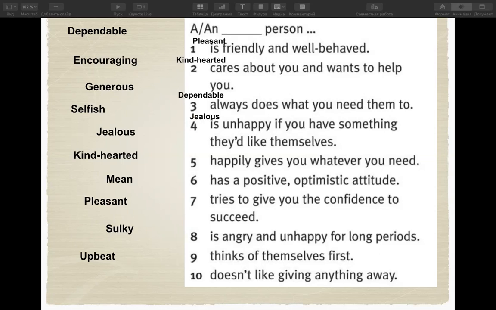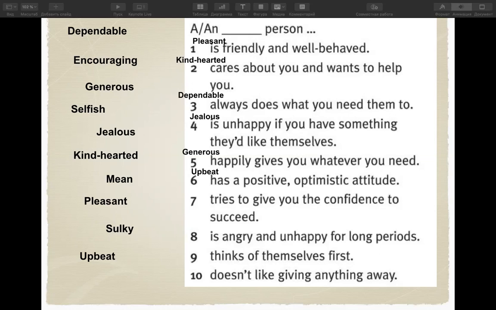Jealous. A jealous person is unhappy if you have something they'd like themselves. Who happily gives you whatever you need? A generous person happily gives you whatever you need. Who has a positive, optimistic attitude? An upbeat person has a positive, optimistic attitude.